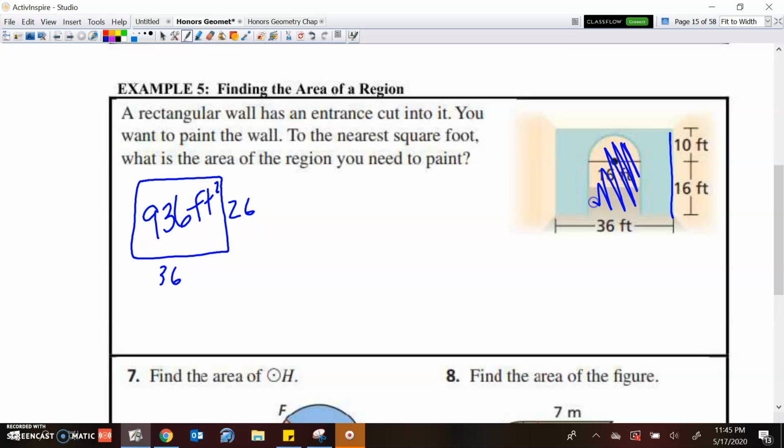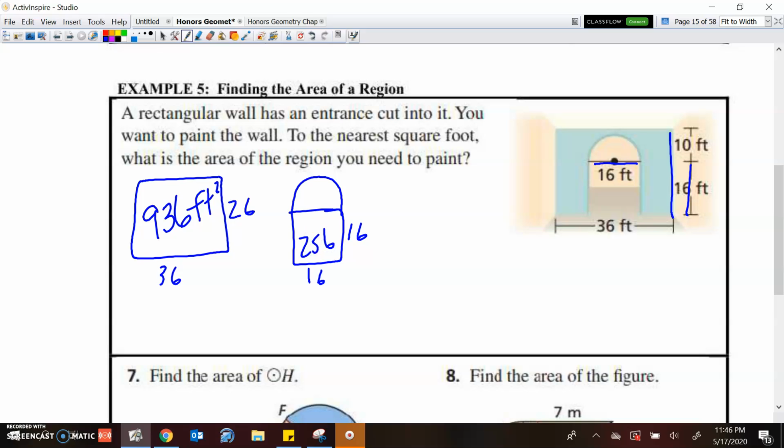Now, if you buy paint for 936 square feet, that's a lot of extra because you don't need to paint this whole opening, this whole archway. So let's find the area of this archway. This archway has a square at the bottom, and then this portion here. They tell me that it's 16 feet high, as is marked here, and it's 16 feet across, which is why we said it's a square. So this area is 256.